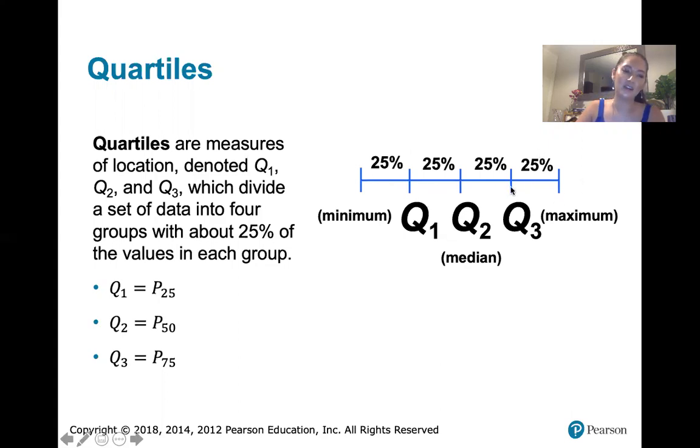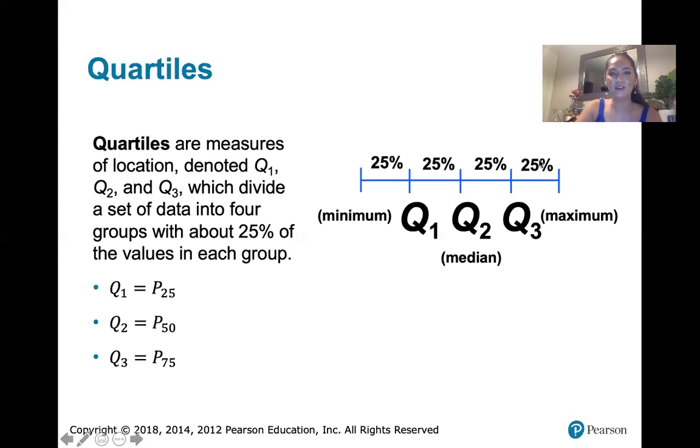Now, because there is no consistent way that percentiles are calculated, there's no consistent way that quartiles are calculated, we are going to use the same method to compute quartiles that we used to compute percentiles in the previous lesson. But if you use different software or different programs, those are going to give you different values for these percentiles. It's going to be close, but it's not necessarily going to be the same.